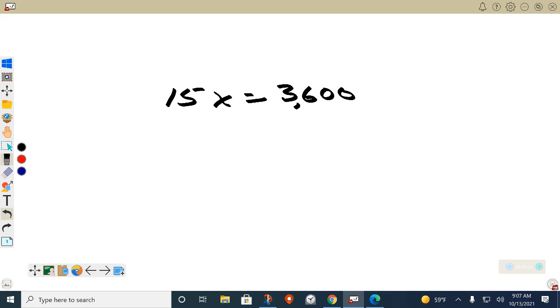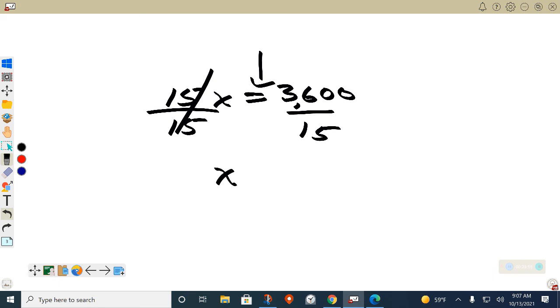An equation is like a balance, like a scale. You know what a scale balance is? We do whatever we do to one side to the other. So if I divide this side by 15, then I have to do it over here. Now it's still equal because I did the same thing to both sides. And look, that's gone. 15 divided by 15 is just one. So I have 1x. But I don't need to put the 1 because there's always a 1 in front of a variable. So x is alone on the left side of the equation, on the left side of the balance.